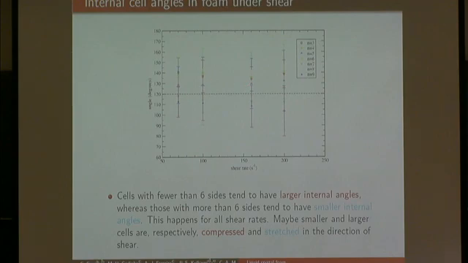And again, this is data points for the 4 different shear rates that I showed you before. For large numbers of sides, say 9, we're down here. So smaller internal angles for the bubbles with more sides, which also tend to be bigger in a general sense, the larger the number of sides.